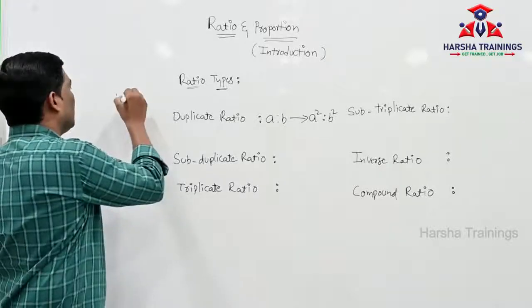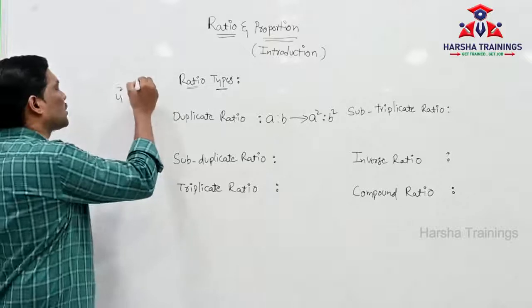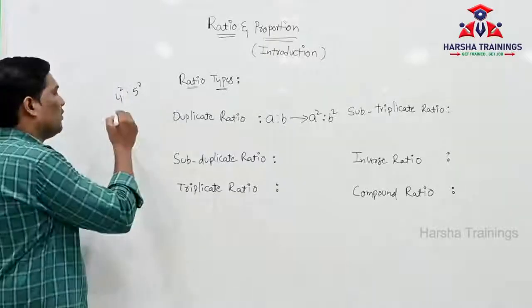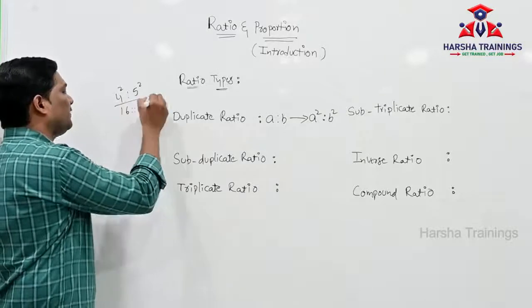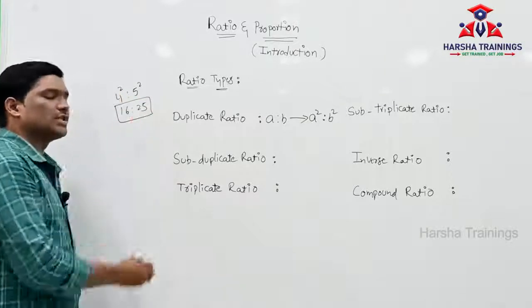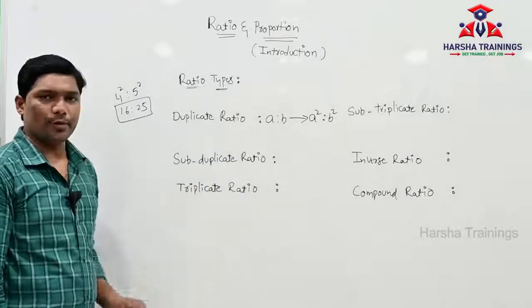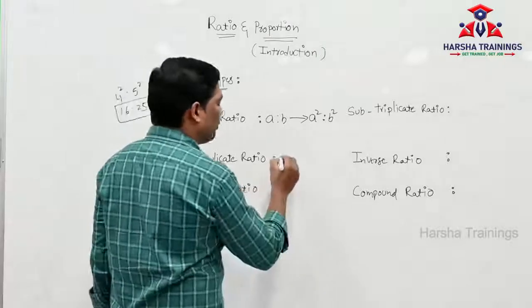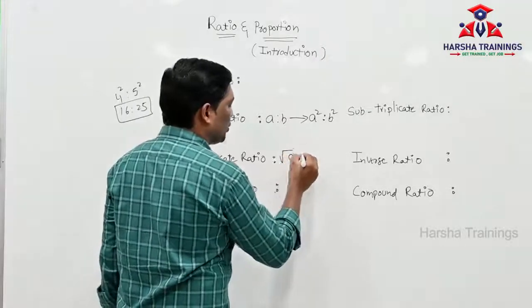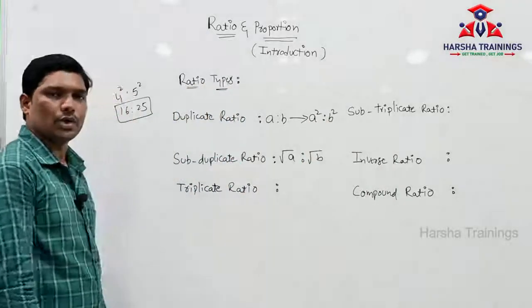For example, 4 is to 5, the duplicate ratio is 4 square is to 5 square. 4 square is how much? 16. 5 square is how much? 25. So the answer is 16 is to 25. Okay, so next coming to the second point, subduplicate ratio. A is to B, the subduplicate ratio is root of A is to root of B.